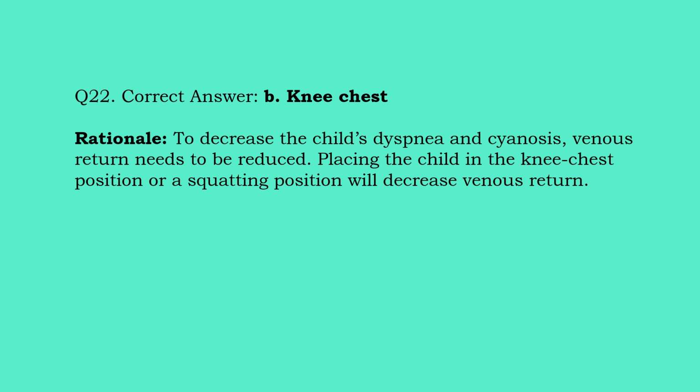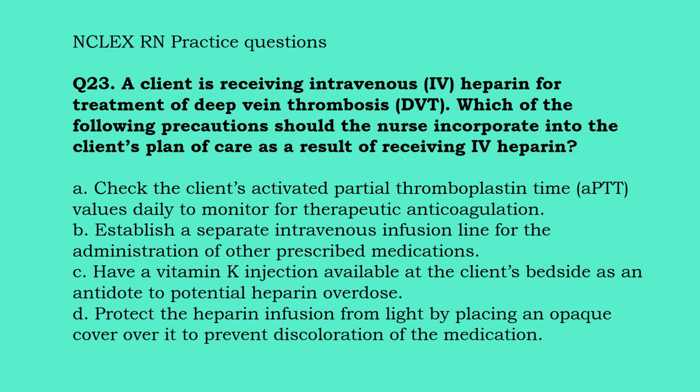Knee chest. Rationale: to decrease the child's dyspnea and cyanosis, venous return needs to be reduced. Placing the child in the knee chest position or a squatting position will decrease venous return. NCLEX-RN Daily Practice Questions. Question 23.